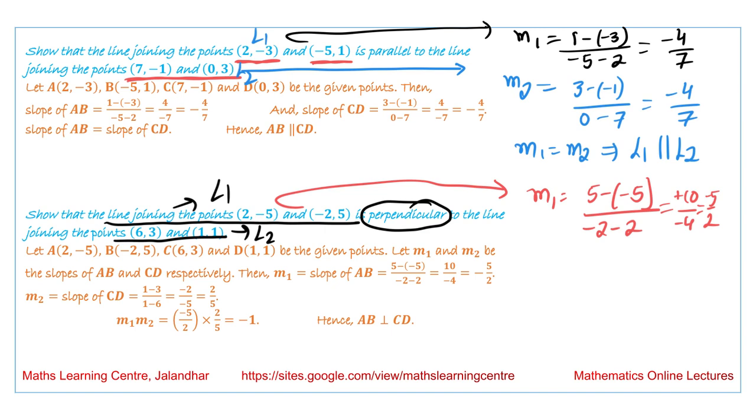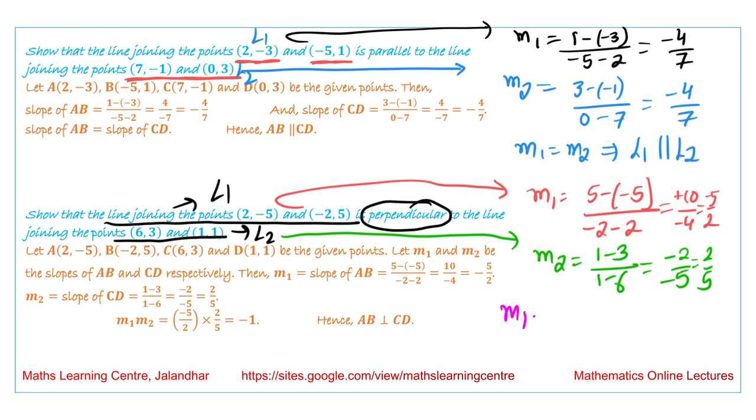And for the second line, L2, the slope m2 is 1 minus 3 over 1 minus 6. The answer is minus 2 by minus 5, which is equal to 2 by 5. So from both these results, we obtain that m1 into m2 is equal to minus 5 by 2 into 2 by 5, which is equal to minus 1.